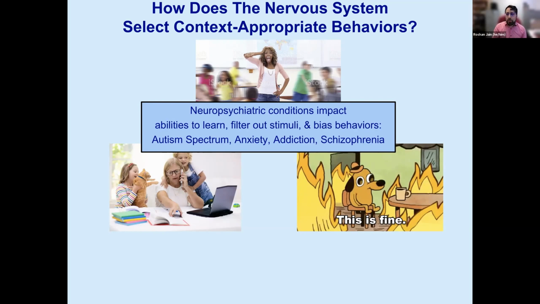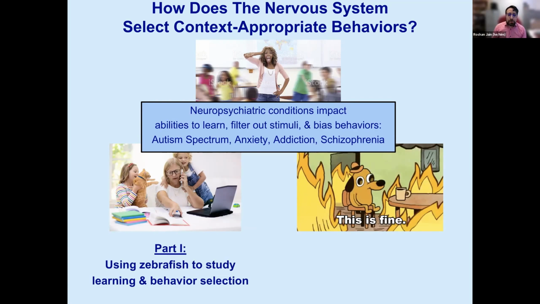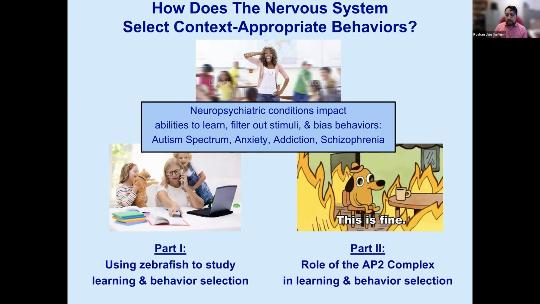And so our lab is really interested in unpacking the genetics that are underlying these sorts of behavioral choices. And so for the rest of the talk, I'm going to be focusing on our work using zebrafish. The first part, I'll be telling you a little bit about how we're using zebrafish to study simple forms of learning and behavior selection. And then for the remainder of the talk, I'm going to focus in on one of the mutants that we pulled out of a genetic screen that's given us a little bit of information on this adaptor protein 2, or AP2 complex, and go into what we found so far about its roles in learning and behavior selection.